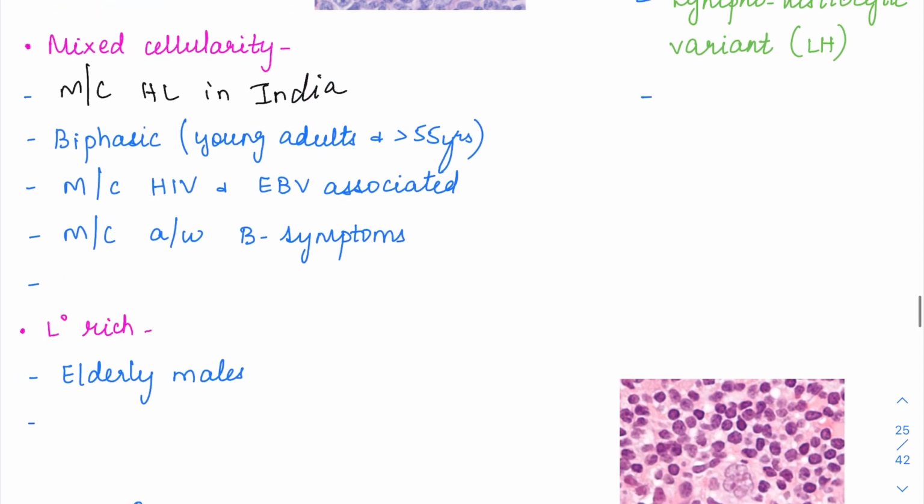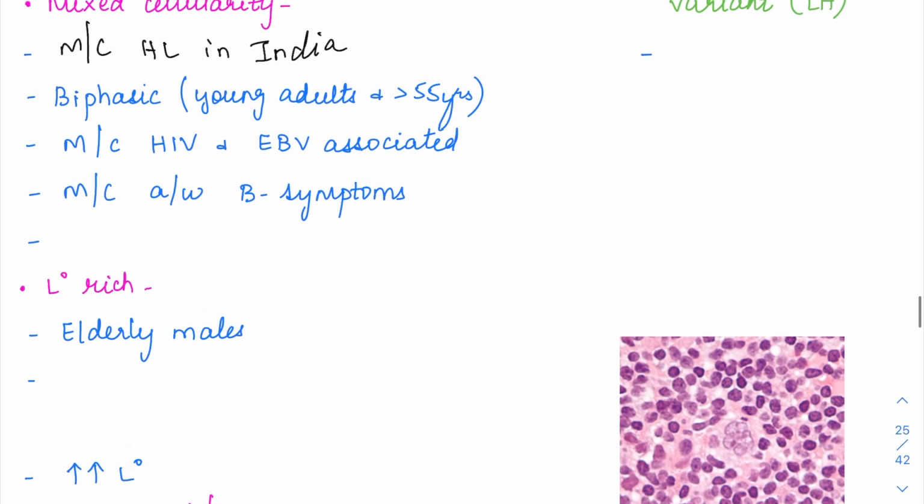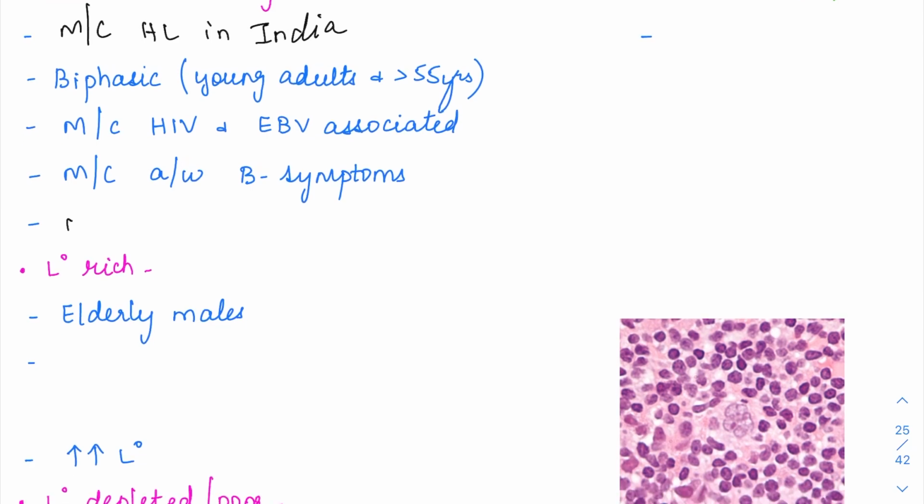And here the age group of presentation is biphasic. Okay, in nodular sclerosis it was young adults, while in mixed cellularity both young adults and elderly people more than 55 years of age are going to be affected. And this mixed cellularity is the type which is most commonly associated with B symptoms. Also EBV association and HIV association is going to be very much common here in mixed cellularity. And the type of RS cells which we see here is the classic RS cells, the binucleate proper ones.